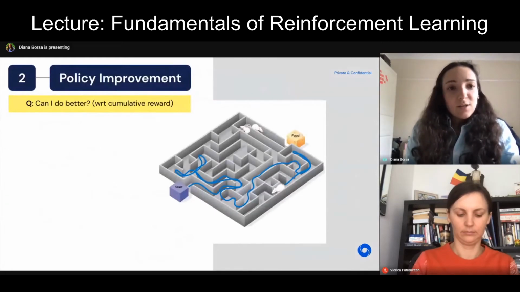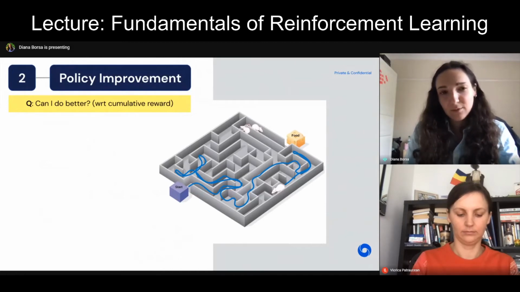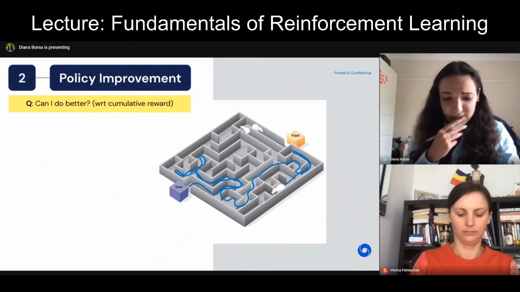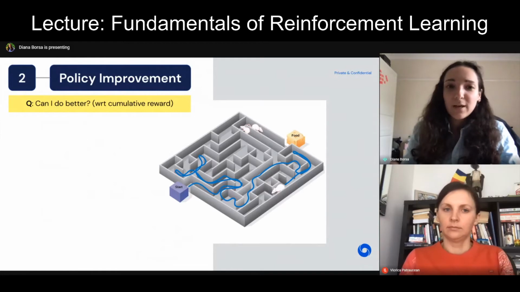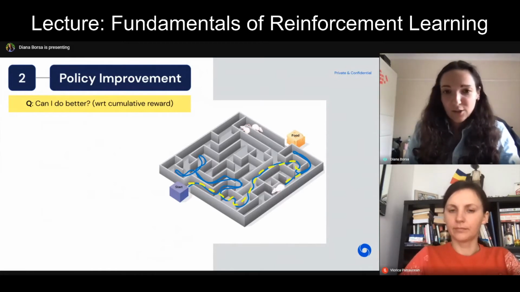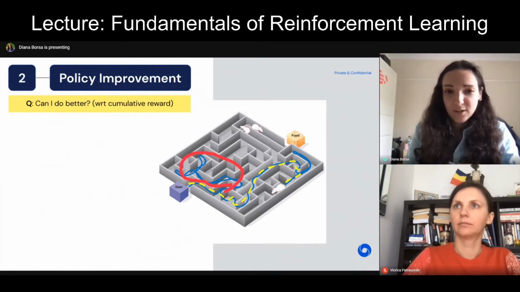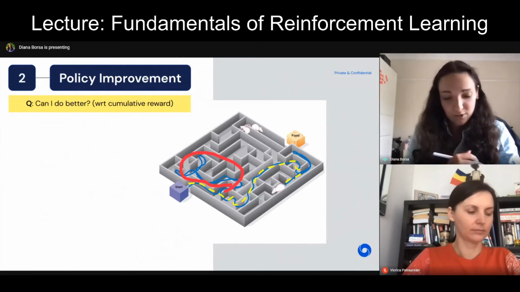Okay, that was policy evaluation. The second problem that we're going to touch very quickly is policy improvement, and this is the problem of, given a policy or given a trajectory in the environment, can I do better? Can I improve over that policy? And this is just an example saying that maybe this portion of the trajectory was irrelevant with respect to my cumulative reward, and I could have gone to the same place in a shorter path, which in the discounting setting gives me a better cumulative reward.